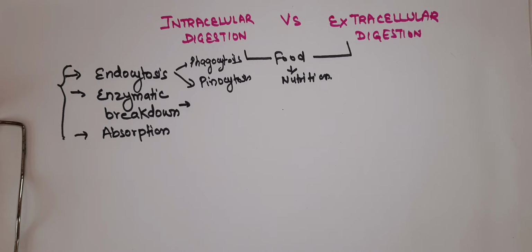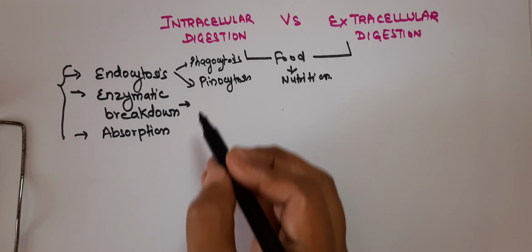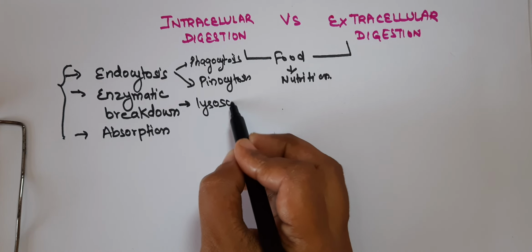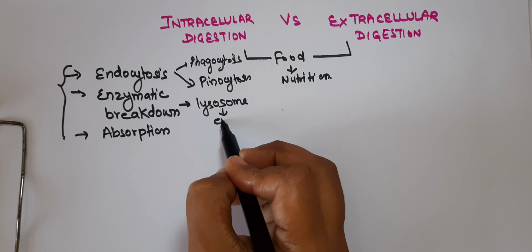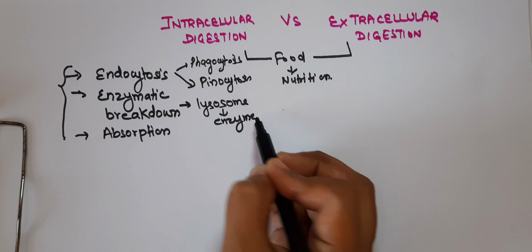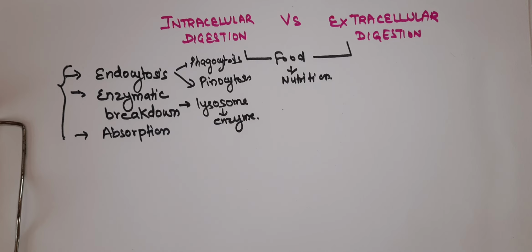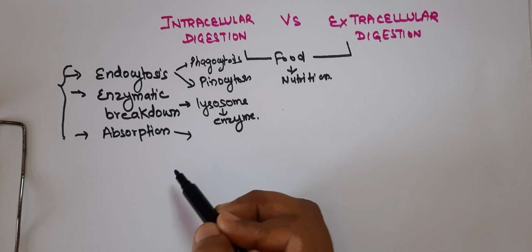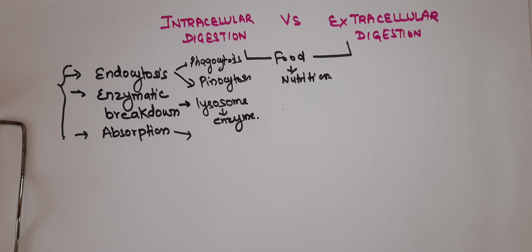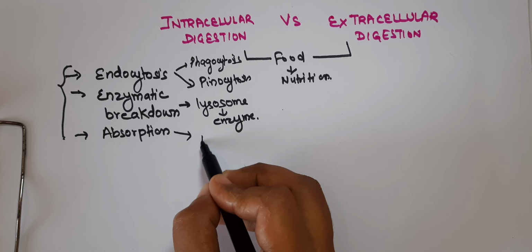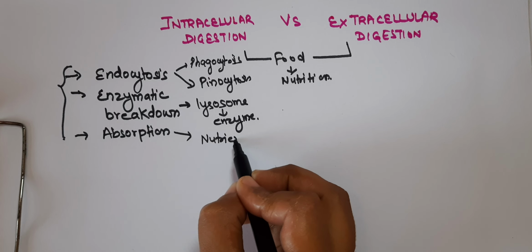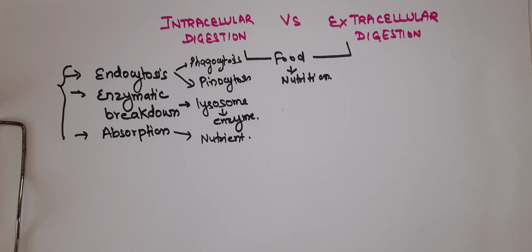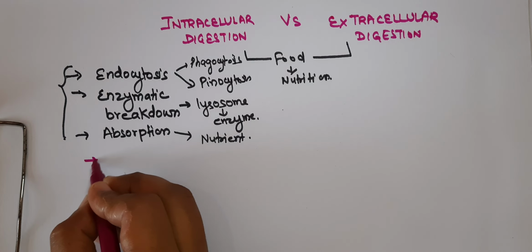So what will happen: the lysosome organelle contains enzymes. These will break down the food further into simpler substances, and once the food is broken down, the digested nutrients are absorbed directly into the cell cytoplasm. So the nutrient absorption will occur into the cell cytoplasm for utilization. This type of intracellular digestion takes place in the case of amoeba.